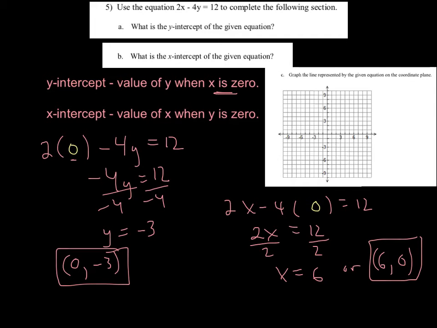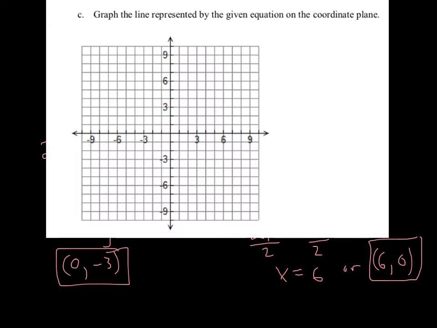Okay, so as you see, I wrote 2x minus 4 times 0, because now we're trying to find the value of x when y is 0. So I put the 0 in for y. 2x minus 0 is just 2x, so 2x equals 12. Divide by 2 on both sides, you get x equals 6. So our x-intercept is at (6, 0). Let's plot these now on the graph. What we're going to do is just simply place the values that we have onto the graph. (0, -3) is right there. (6, 0) is right here.